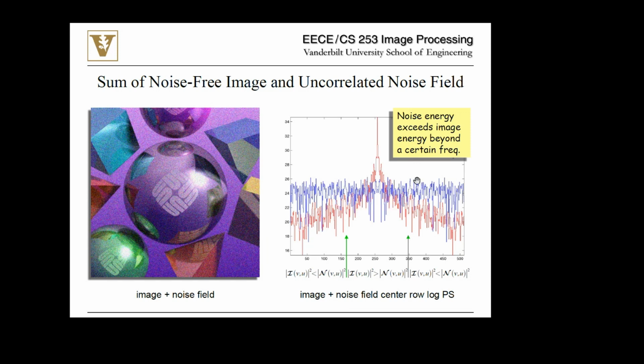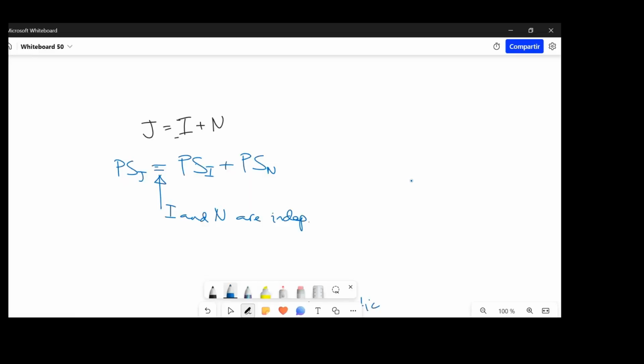Signal to noise ratio is defined like this. Normally I don't put the arguments, but I think here it is important. Signal to noise ratio at a given frequency is the power spectrum of the image at that frequency divided by the power spectrum of the noise at the same frequency.